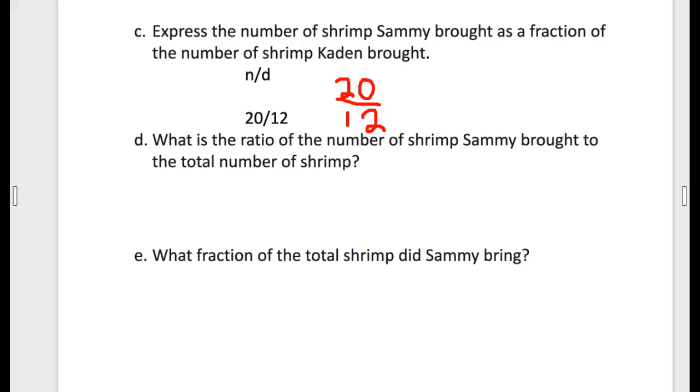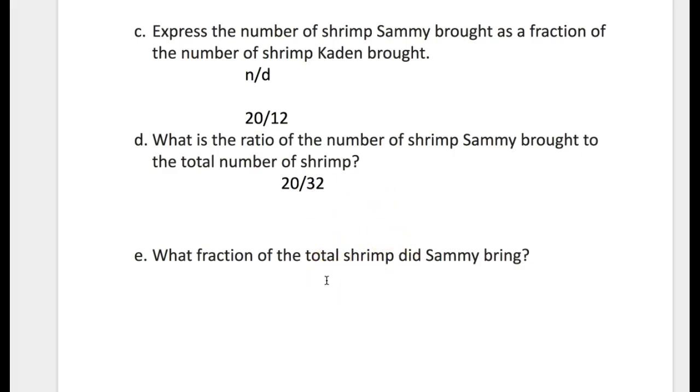So the next part is a little trickier because it asks what is the ratio of the number of shrimp Sammy brought, that's our first number, to, there's our clue word there, the total number of shrimp. So now you have to go back and look at the very beginning and see what the total number of shrimp was. Go ahead and do that now. Well, the number of shrimp that Sammy brought was 20. And then here comes our fraction bar. And the total number of shrimp, if you remember, if you look back, was 32.